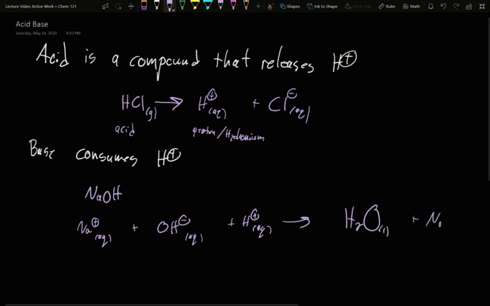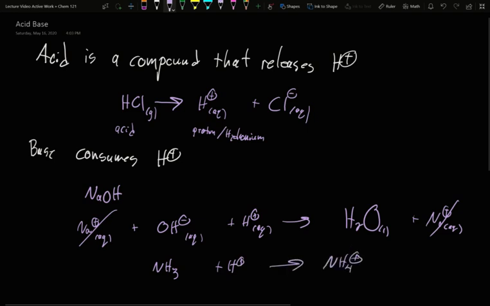And the sodium is actually still there. It didn't do anything. In fact, we wouldn't consider it part of this reaction. It was a spectator ion. But we had to get the hydroxide into solution somehow. Hydroxide is a base. It will consume that H+. Other things that can do that, ammonia. And ammonia plus an H+ will become ammonium.